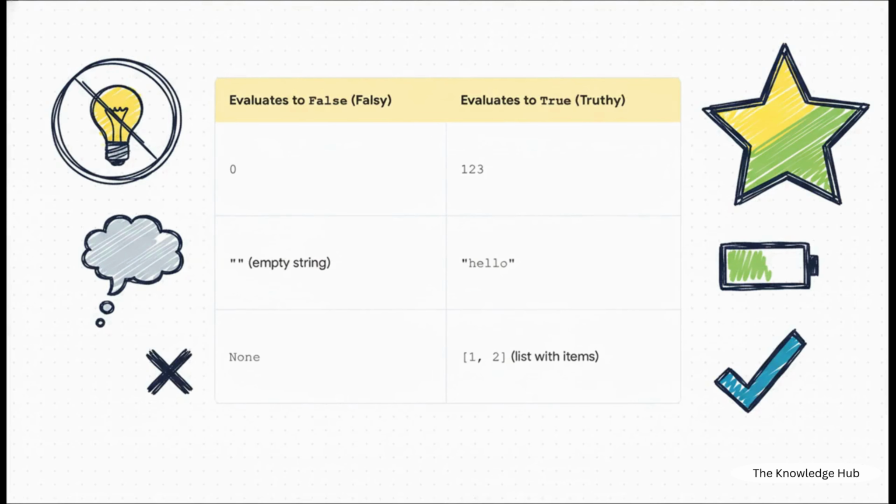So here's the general rule of thumb, and you can see it laid out really clearly here. Over on the left in the falsy column, you've got things that represent emptiness, right? The number 0, a totally empty text string, or that special None value. Then on the right, in the truthy column, you basically got everything else. Any number that's not 0, any string with text in it, a list that actually has items. If it's not empty, Python's going to see it as True.